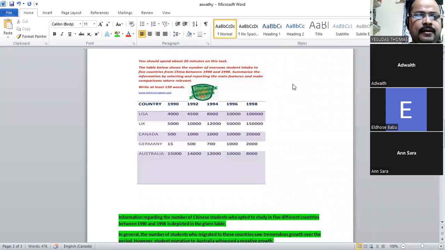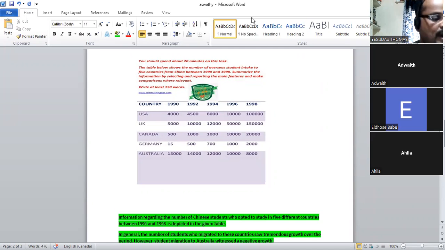Good morning. Today we are going to see a table, and in this table we have information regarding the number of overseas students who went to 5 countries from China, and the data is given in the years 1990, 1992, 1994, 1996, and 1998. We have 5 different countries and 5 different years. And you can see the main features.